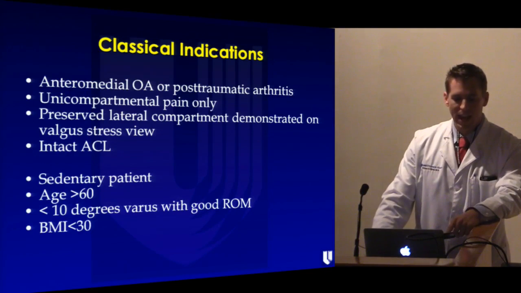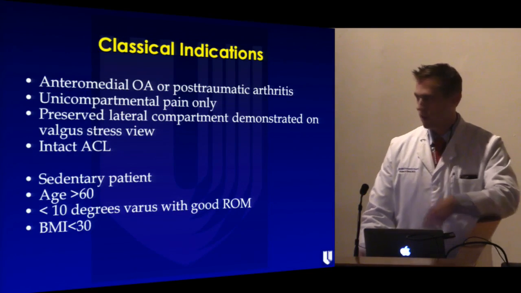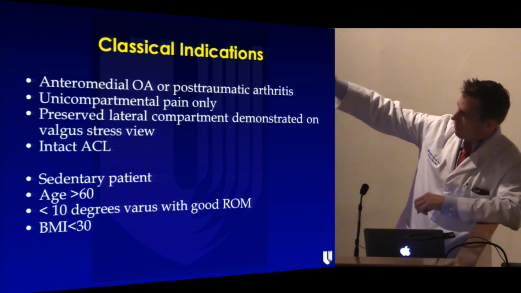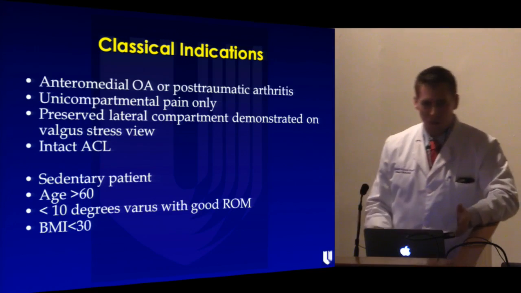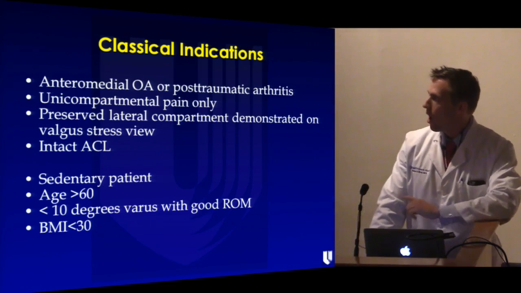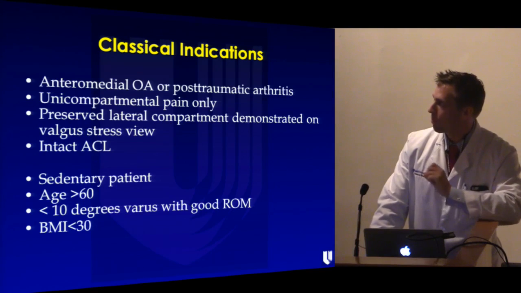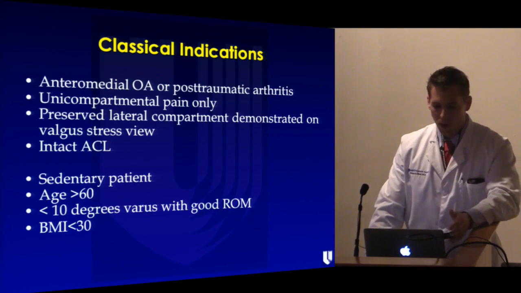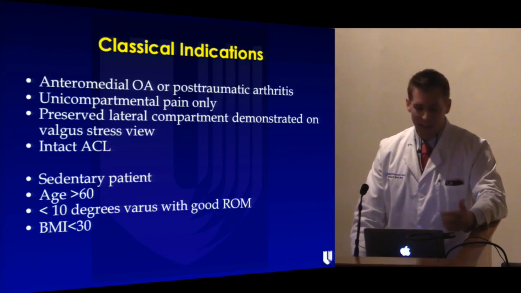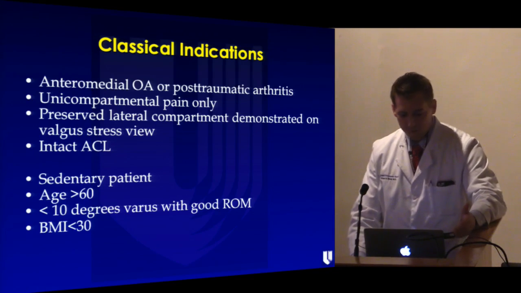So in 1989, Cozen and Scott proposed what are considered to be the classical indications. The top ones here I have separated. The top ones are pretty much universally accepted to be appropriate, consisting of pain isolated to the anterior medial compartment, preserved lateral compartment demonstrated on valgus stress, and intact ACL.